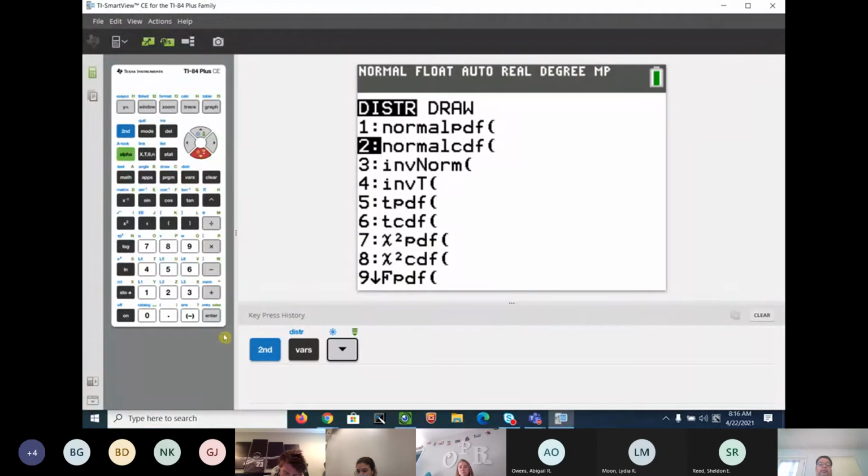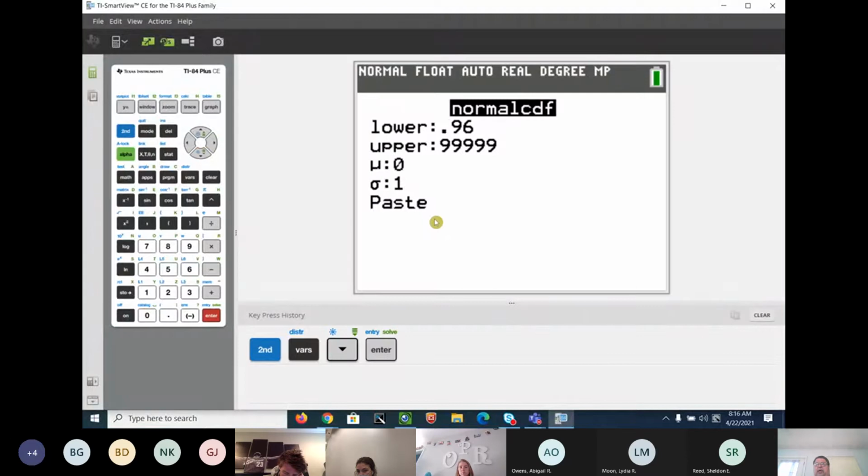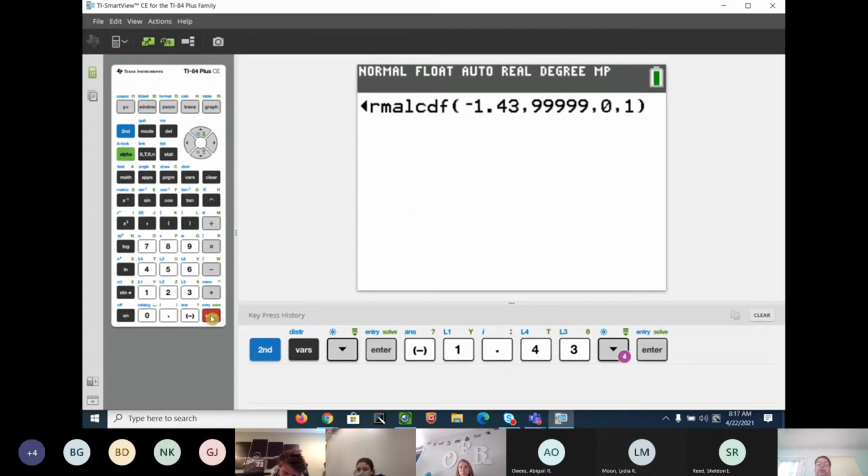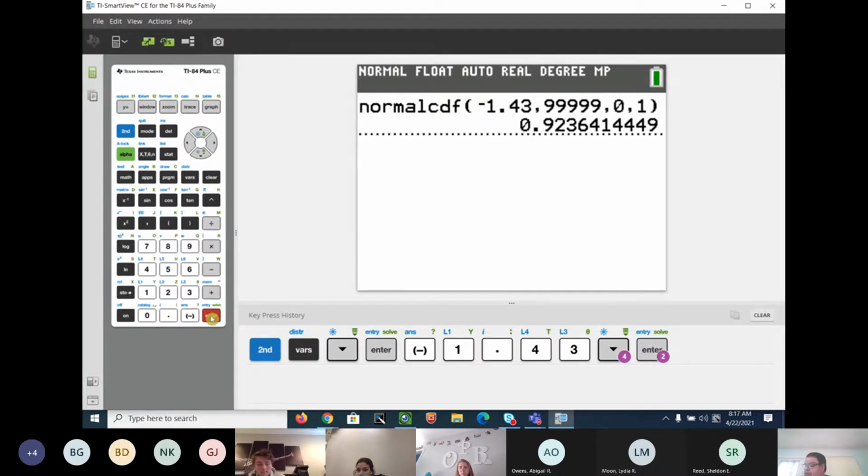So let's do both. Second, let's do the old calculator. Normal CDF. I've got a new calculator, so it's going to ask for all that. I'm going to punch in what you would punch in on an older calculator: negative 1.43, comma, then 9999, close parentheses, and enter. And your older calculator will spit out 0.9236.